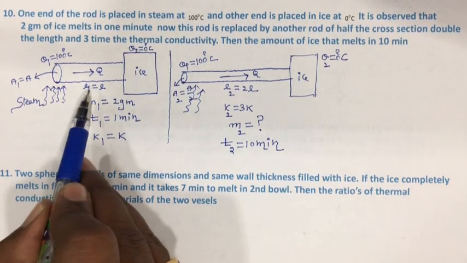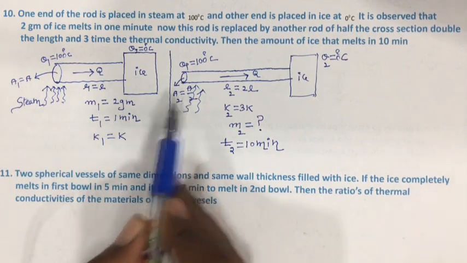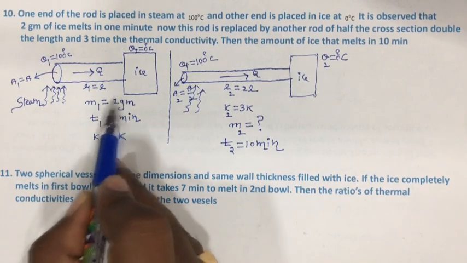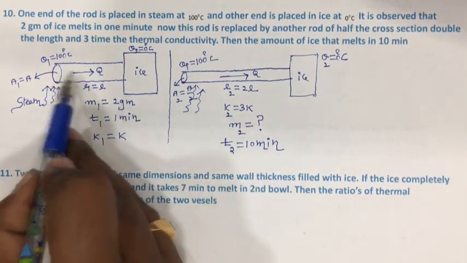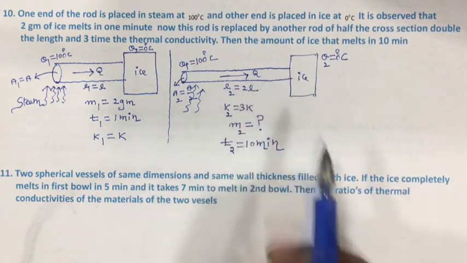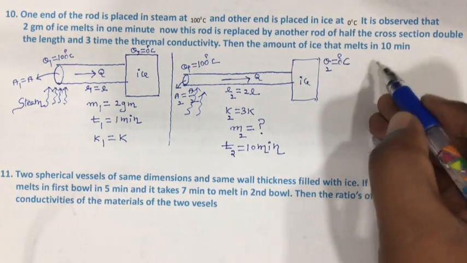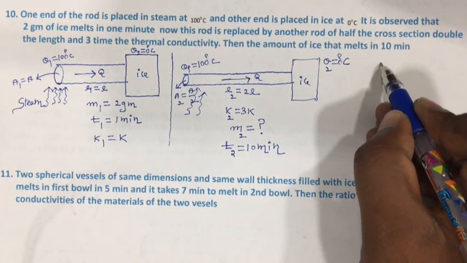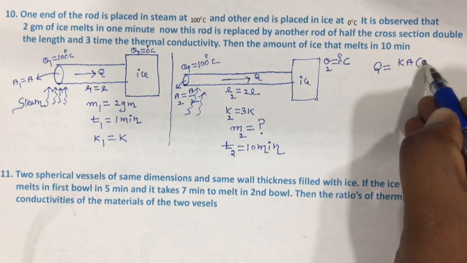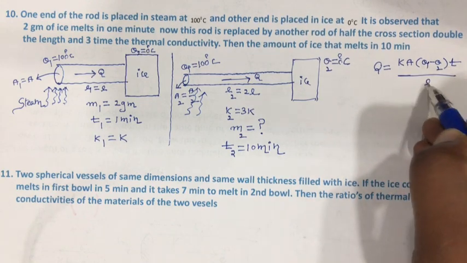Here the length is L, and here 2L. Area of cross section A, and area of cross section A by 2. But the temperature is the same. Here the mass of ice melted is 2 grams in 1 minute due to flow of heat. Here, how much ice is melted due to flow of heat in 10 minutes? Our basic formula for this topic is Q is equal to K A (theta 1 minus theta 2) into T upon L.